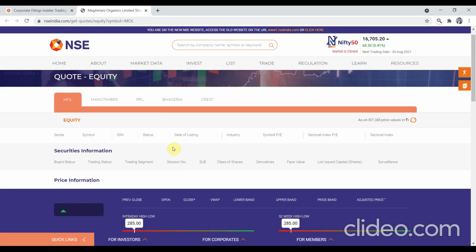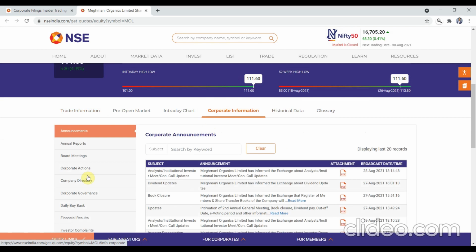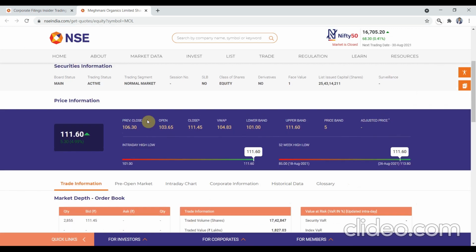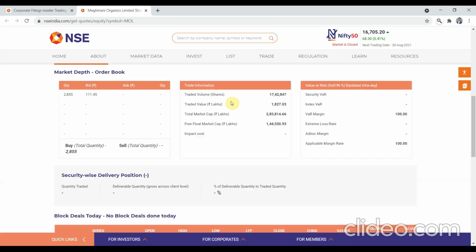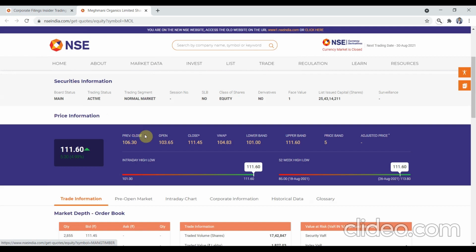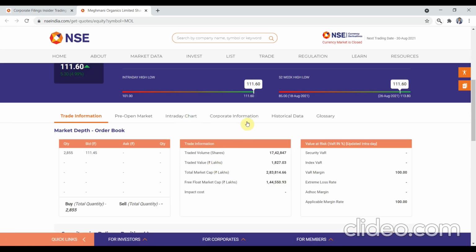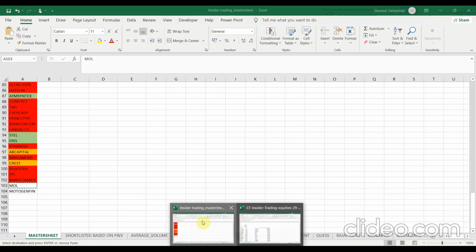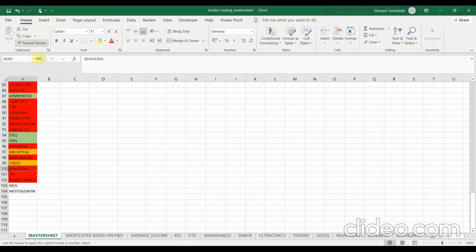Click on the symbol of MOL, go to corporate information, shareholding. No records of shareholding. Let me just refresh. It might occur. No, I don't think it will occur again. Corporate information, shareholding. Yeah, no record is there, so I'm marking the stock as red and moving on.